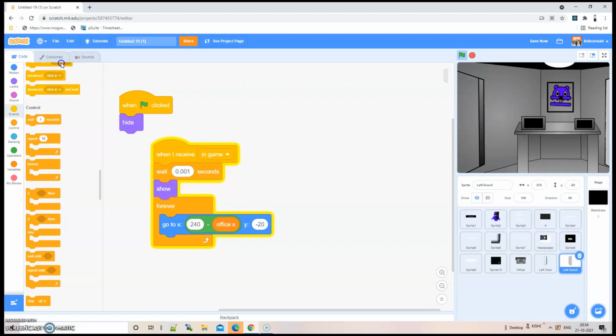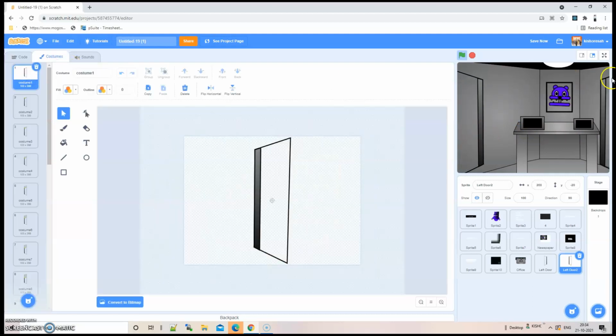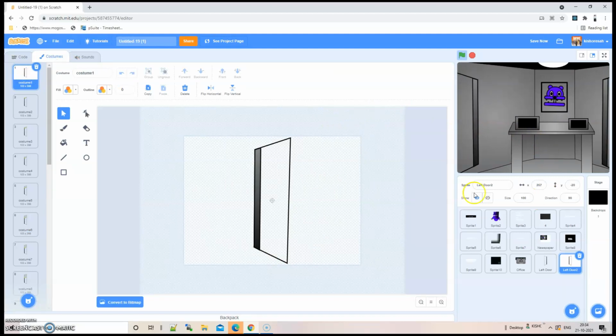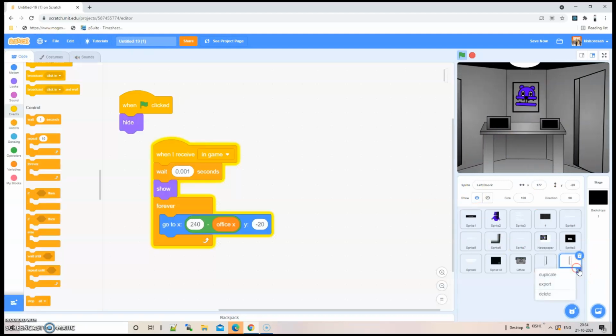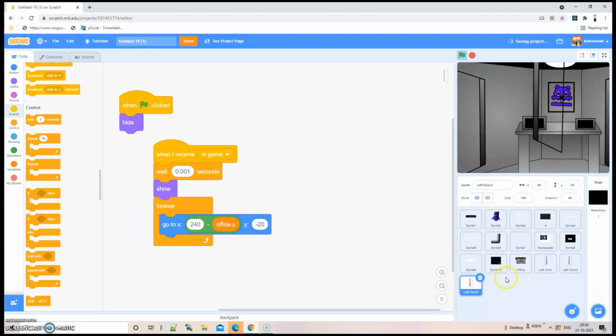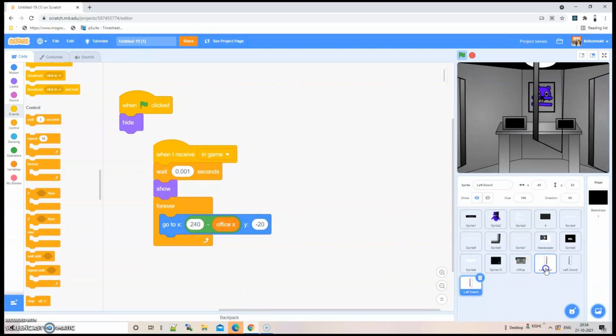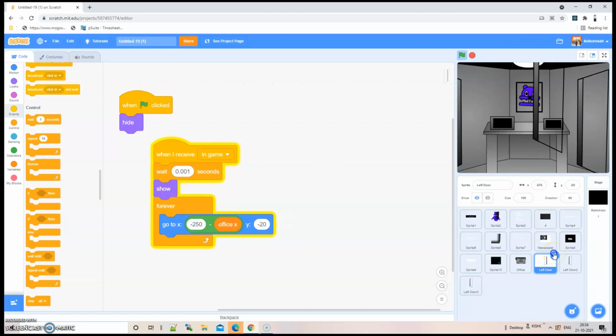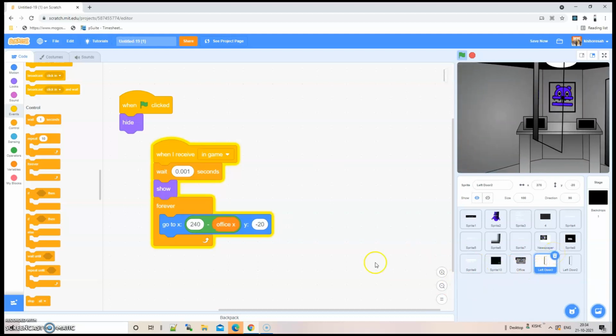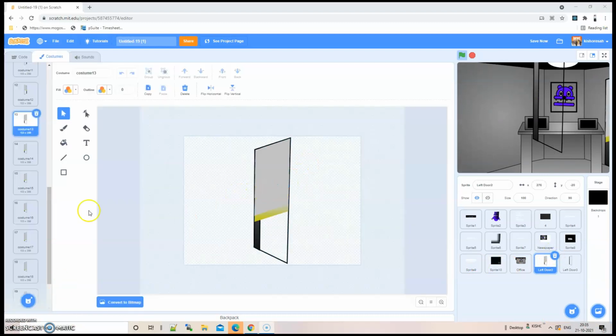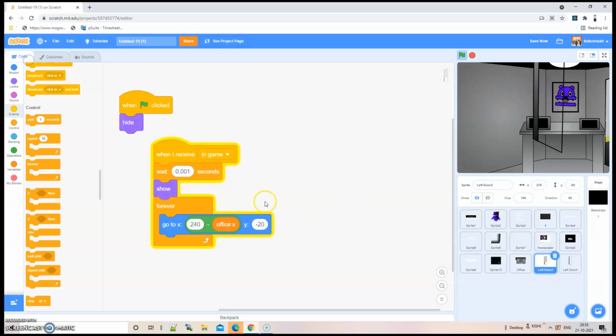What is the matter here? Oh my god. I have the sprite of left door and I have the code of left door. -240. Yeah.